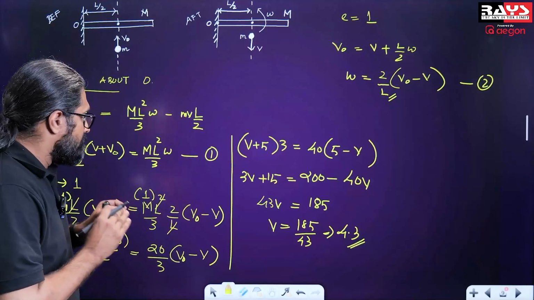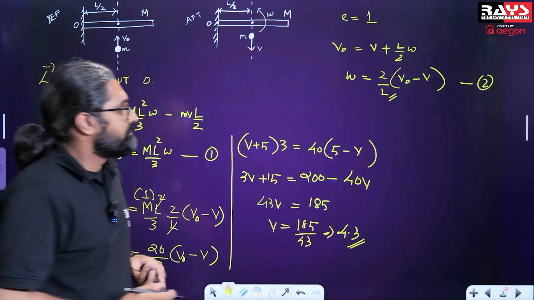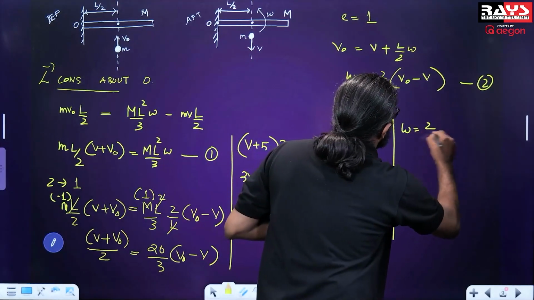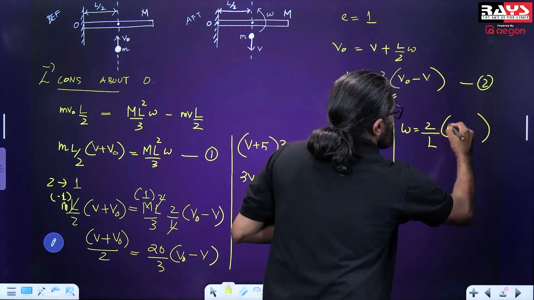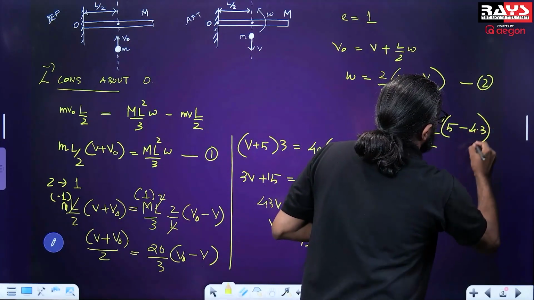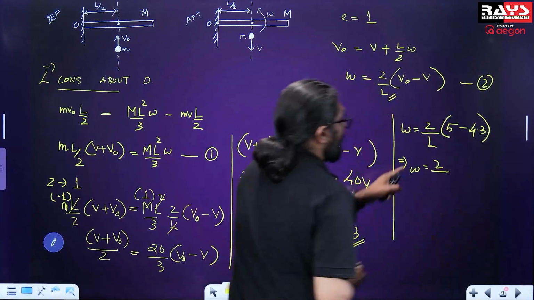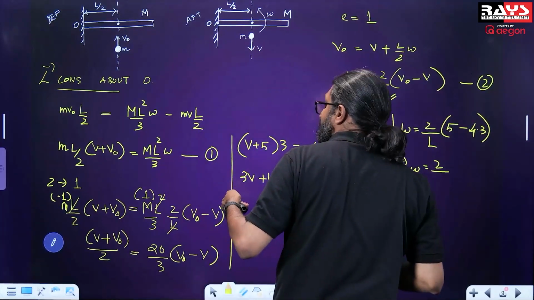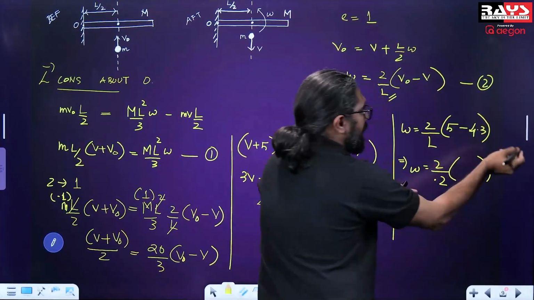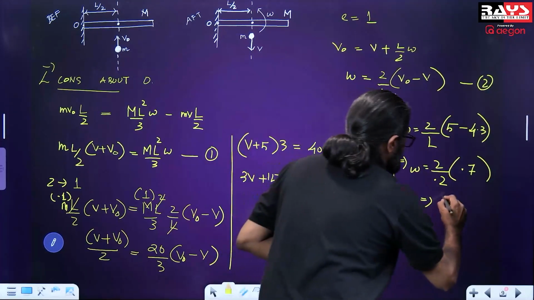Now, we've got v here. We need to find omega. We'll go back to equation 2. Omega will be equal to 2 divided by L into (v0 minus v), where v0 is 5 and v you already know now is 4.3. That would amount to omega equal to 2 divided by L, which is 0.2, given in the question, multiplied with 5 minus 4.3, which is 0.7. And this is basically 10 into 0.7, that is approximately 7.